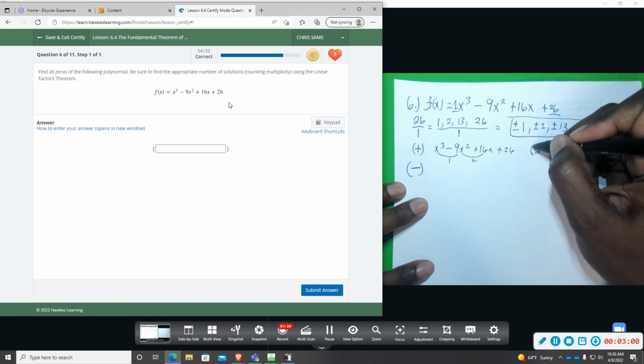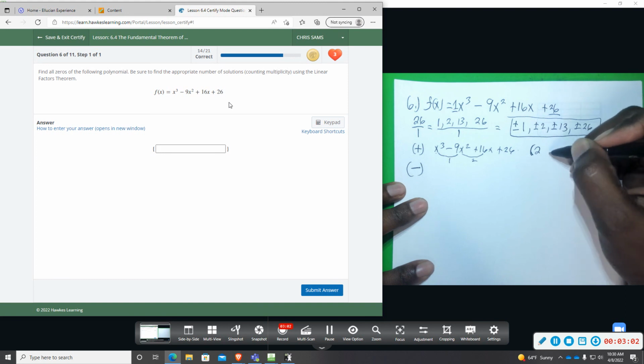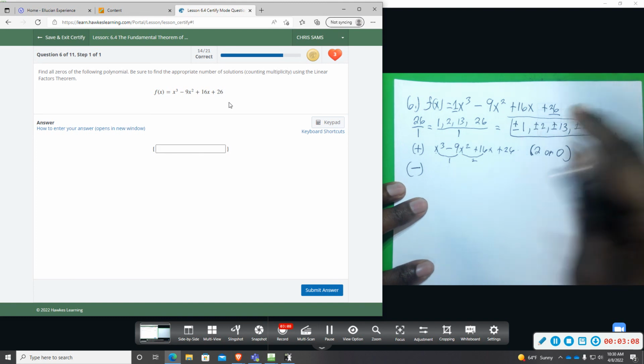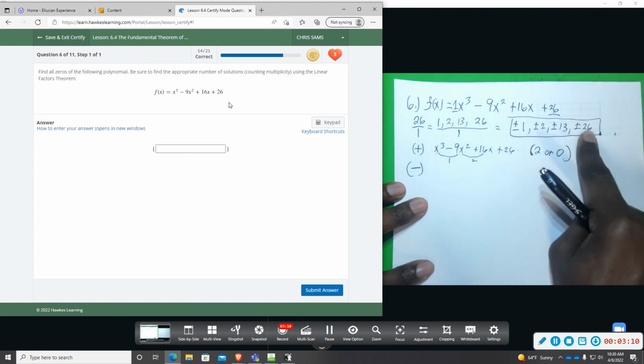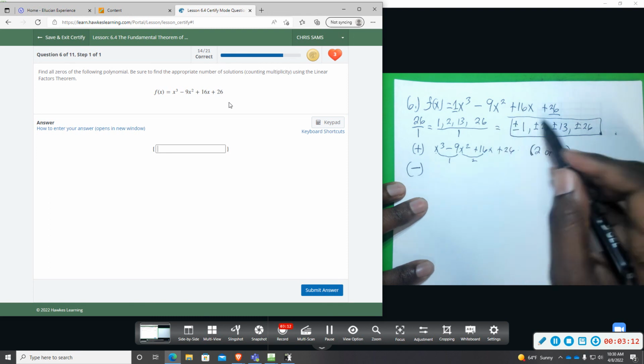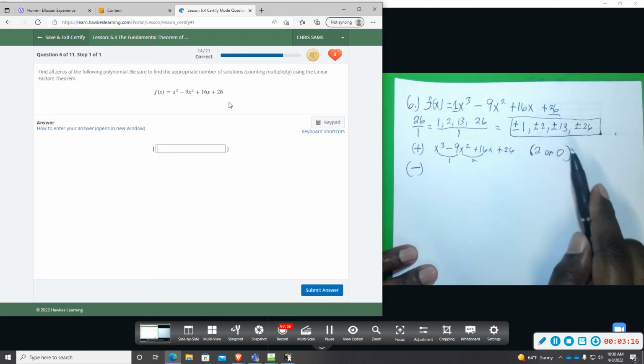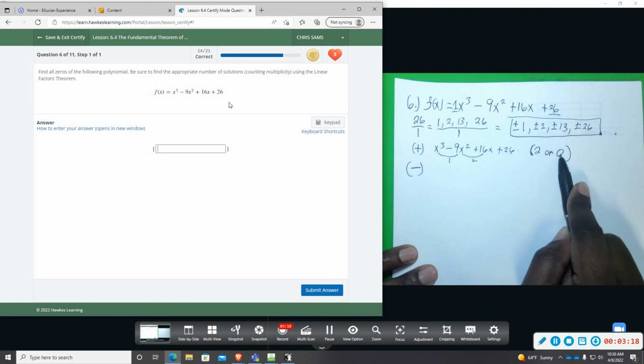So either 2 or you subtract 2 and you keep doing that till you get to 0. Either 2 or 0. So either 2 of these numbers will work from the positive side. So 1, 2, 13, and 26. 2 of those. Or none of them will work, and it could come out that they were imaginary numbers.